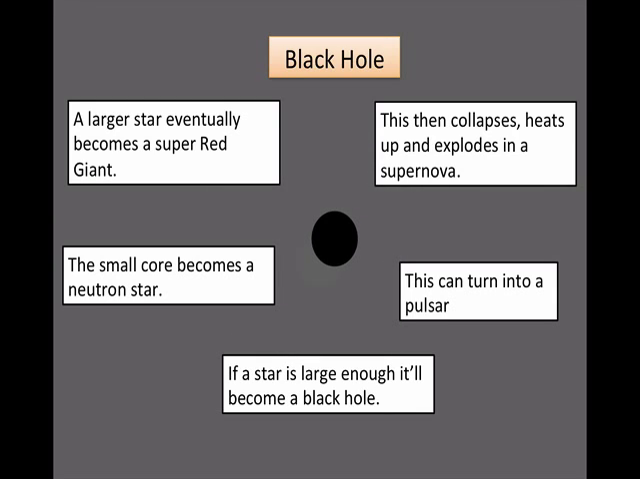If a star is large enough, it'll become a black hole. Okay, and so a black hole is of zero size. However, although all the mass is concentrated into a region of zero size, the gravitational field around the black hole extends to this point called the event horizon, and we'll talk about that later.